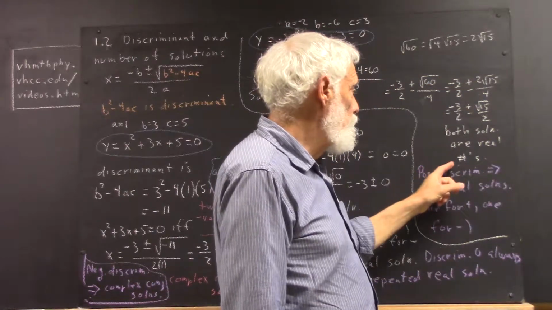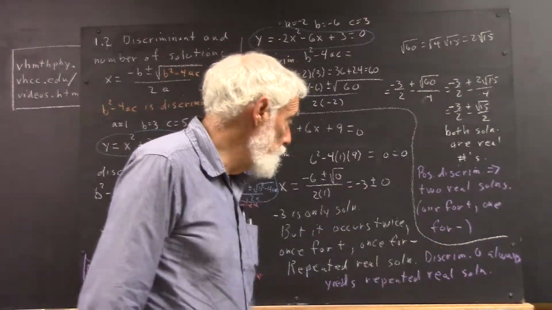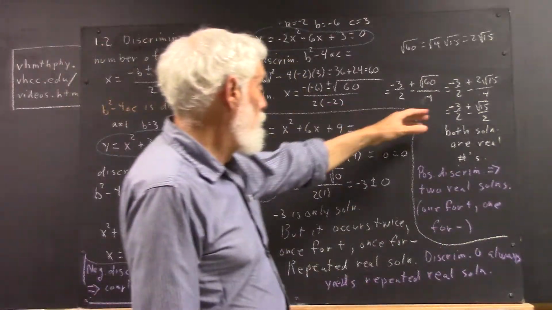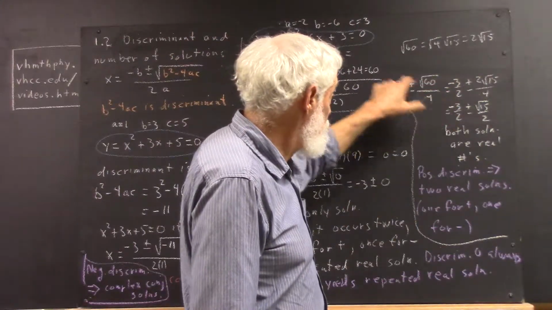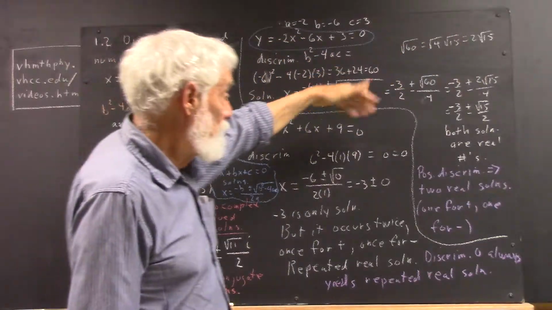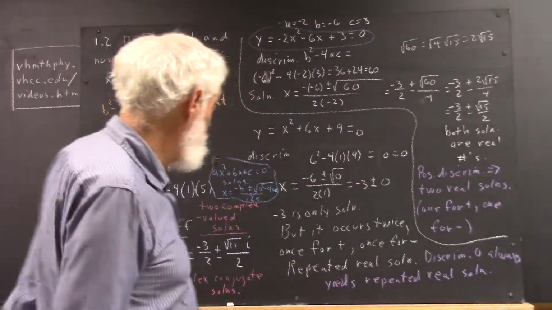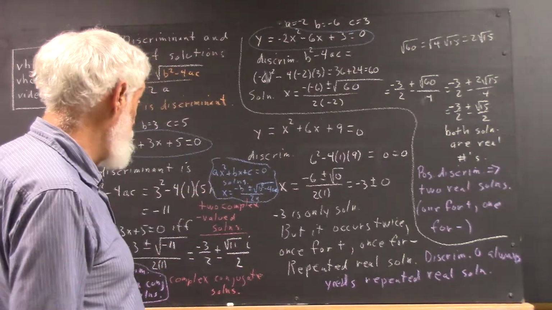Both solutions are real numbers. Positive discriminant gave us 2 real solutions. But now we see all the details of the solution, and we've corrected one of them where I neglected to put my negative sign there, and then just started believing myself and never put it down. Okay, you got to be careful about that. Be more careful than I am.